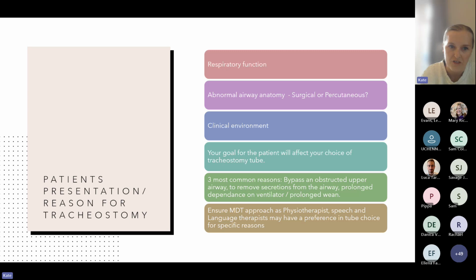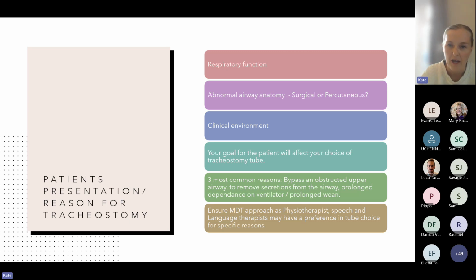And underneath, I've just put what the 3 most common reasons for a tracheostomy are for us on our unit. So we use a tracheostomy if we need to bypass an obstructed upper airway. We may choose to do a trachea to remove secretions from that airway, or our main reason is due to prolonged dependence on ventilators and prolonged weaning.